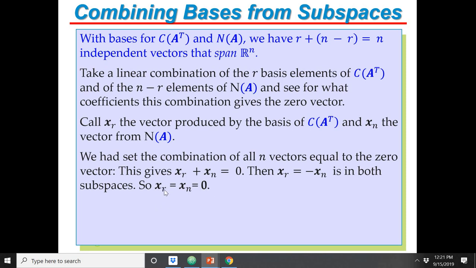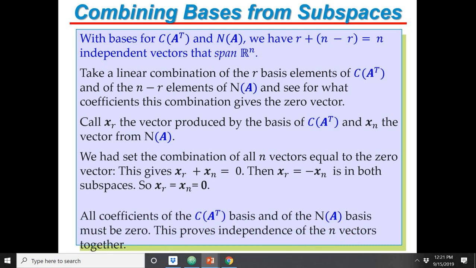because if you look at xr as a linear combination of the basis elements from the row space, because those vectors in the basis are independent, all the coefficients involved in the definition of xr have to be 0, and similarly, all the coefficients involved in the definition of xn have to be 0. Effectively, all n coefficients in that linear combination have to be 0.